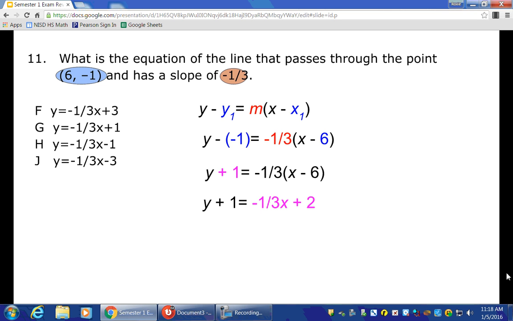Finally, I can subtract that positive 1 from the left side so that y is alone. So if I subtract 1 from the left side, it's eliminated. If I subtract 1 from the right side, 2 minus 1 is 1. This matches answer choice G. Y equals -1/3 x plus 1.